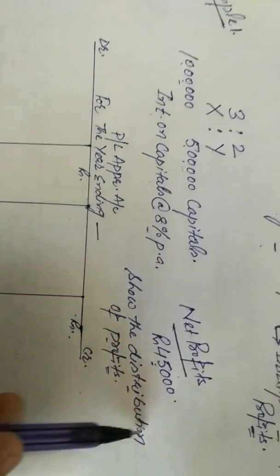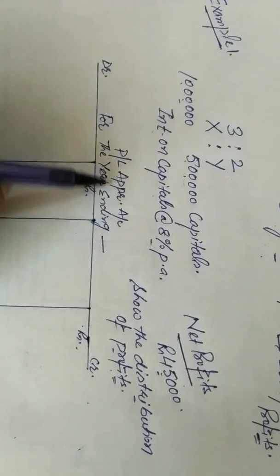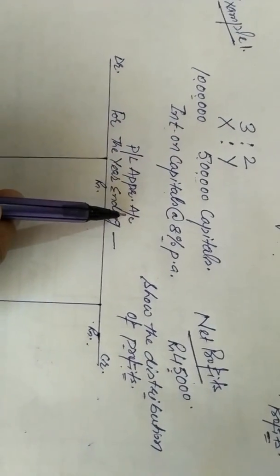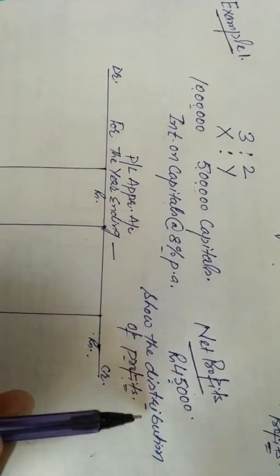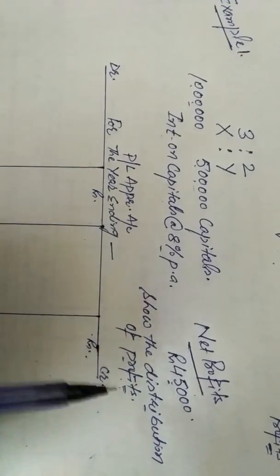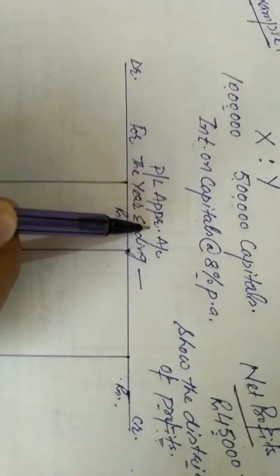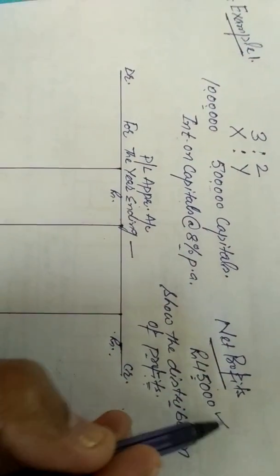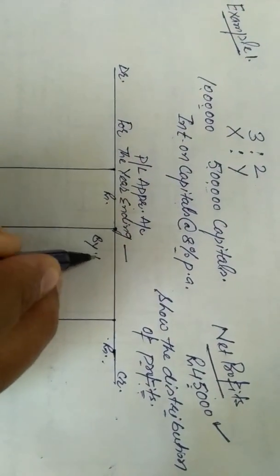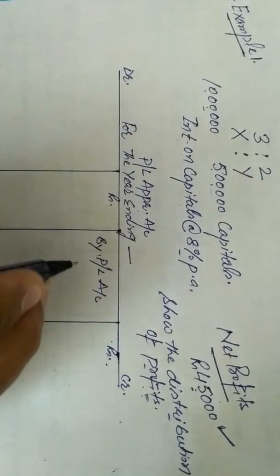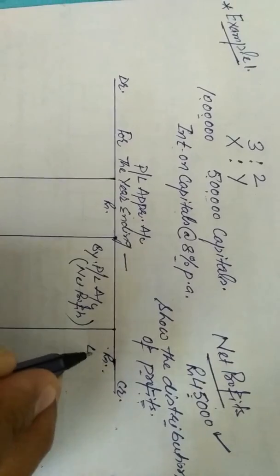Whenever the requirement of the question is to show the distribution of profit, that means we have to prepare the profit and loss appropriation account. Why do we prepare the profit and loss appropriation account? The answer is to show the distribution of profit. Now we know that profit and loss appropriation account is an extension of profit and loss account. That's why first of all we will transfer the given net profit to the profit and loss appropriation account by profit and loss account's net profit, that is rupees 45,000.